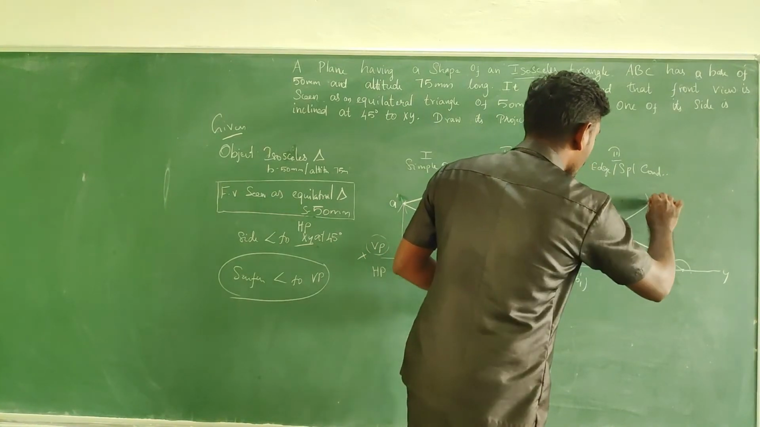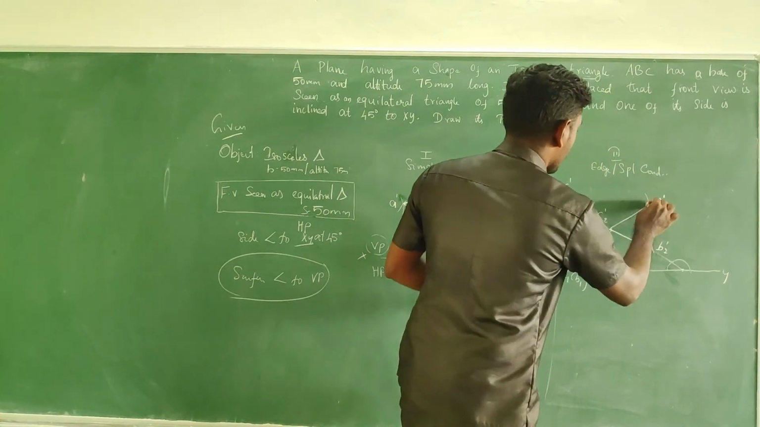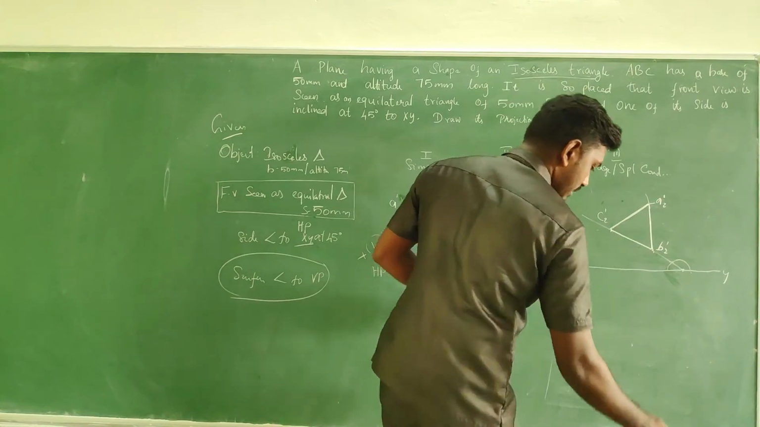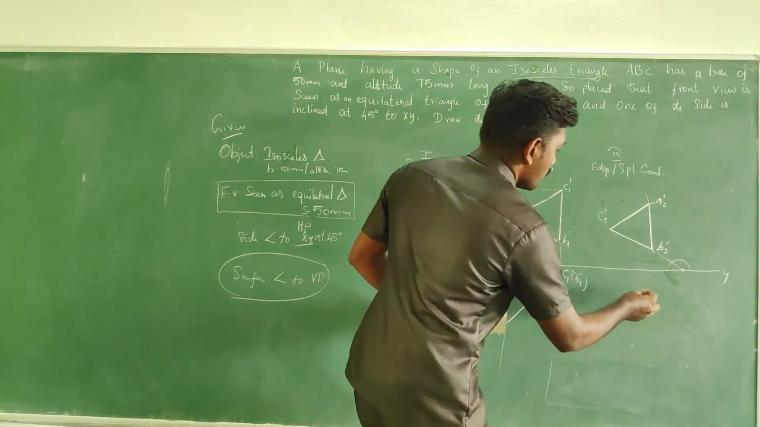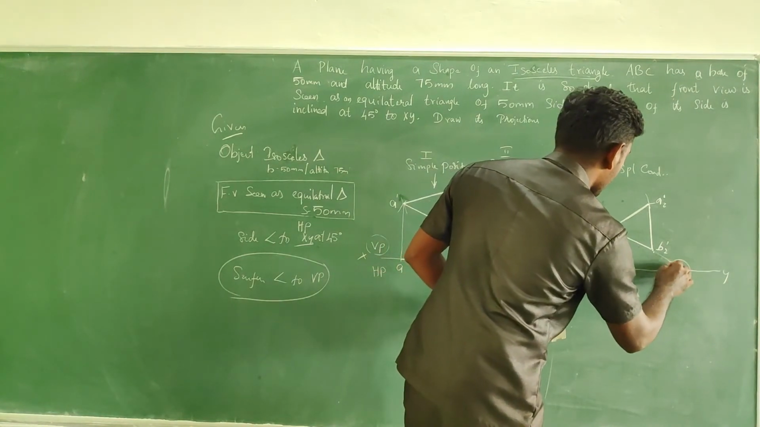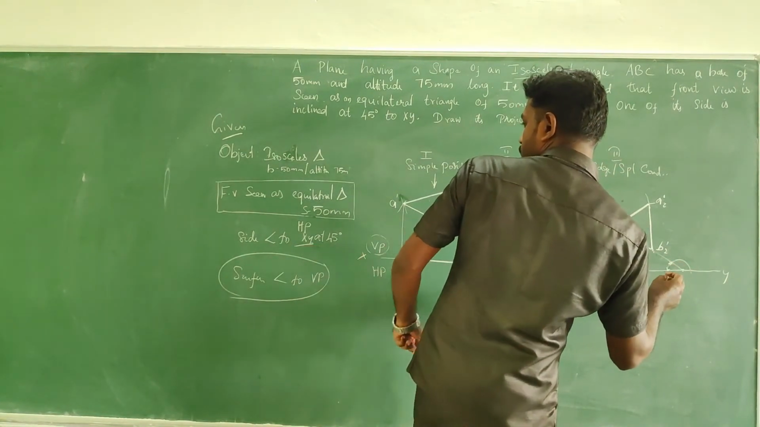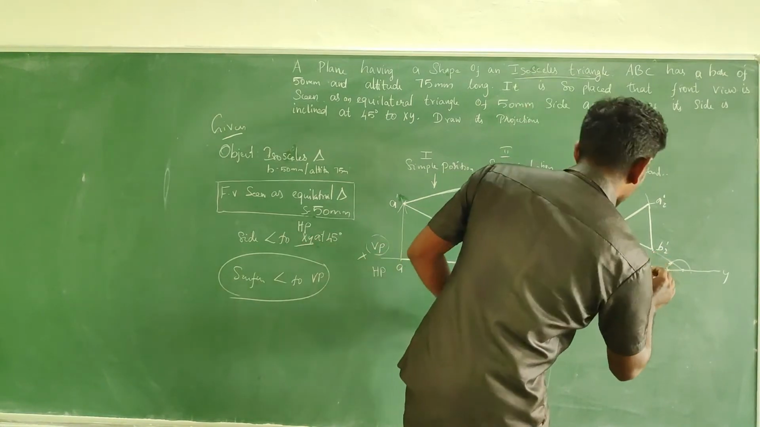This is our view, so go for a dark line. Try to rub all the edges of lines. Okay, so this is with the inclination. How much? With 45 degree.